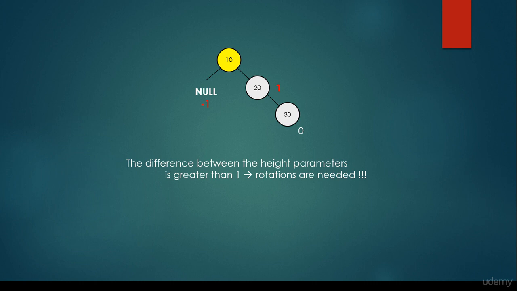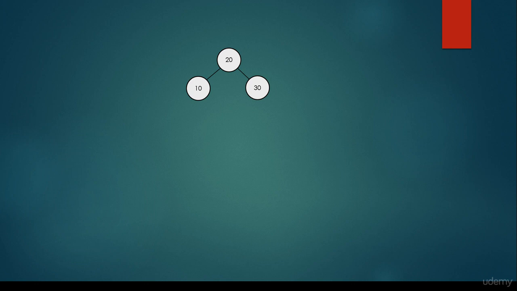The difference between the height parameters is greater than 1, so we have to make rotations. And this is basically the doubly right heavy situation, so we have to make a left rotation on the root node, which is the node 10. Okay, this is going to be the solution. We would like to continue with our insertion, so let's insert 40.